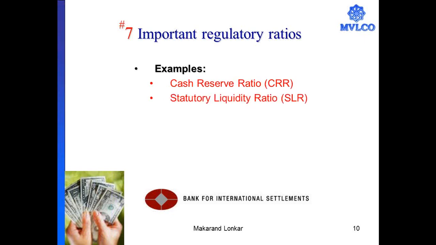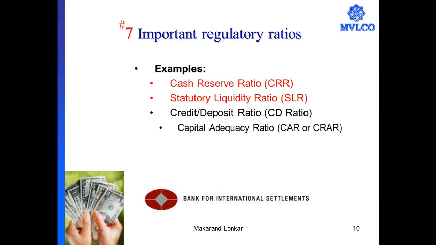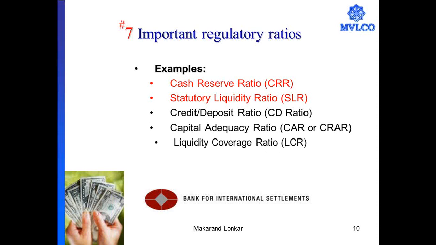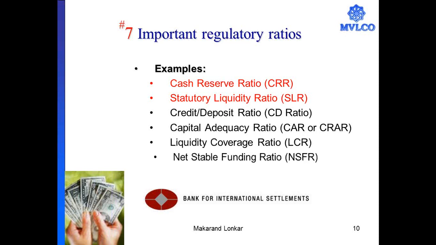We can also have the statutory liquidity ratio, the SLR. Then many countries also use the credit deposit ratio, the CD ratio, that is how much is the loan given. Credit is the loan given and deposits is the deposits accepted, the CD ratio. Then we can have the capital adequacy ratio, CAR, or some countries call it the capital to risk weighted assets ratio, CRAR. Then we will have under Basel III Accord the liquidity coverage ratio and the net stable funding ratio.